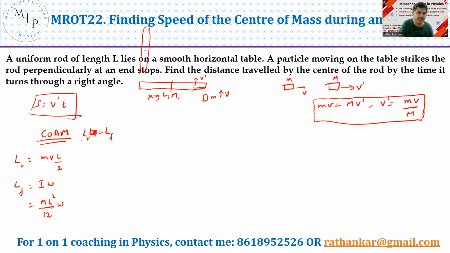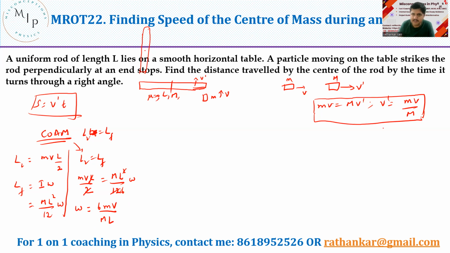You have got this. Now what does your COAM tell you? COAM tells you that Li is equal to Lf. Let me equate these two: mvL divided by 2 is equal to capital ML squared divided by 12 into omega. You can ask me, hey, why should I do all these things? Just wait a moment, you will get to it. Now L cancels, 2 ones are 2, 6 are. So we have omega equal to 6mv divided by capital M into L.